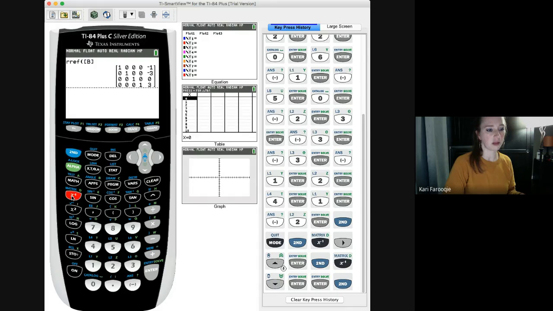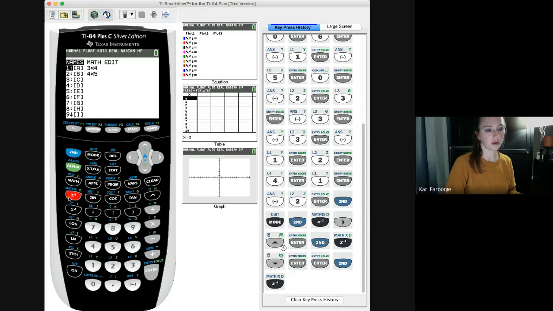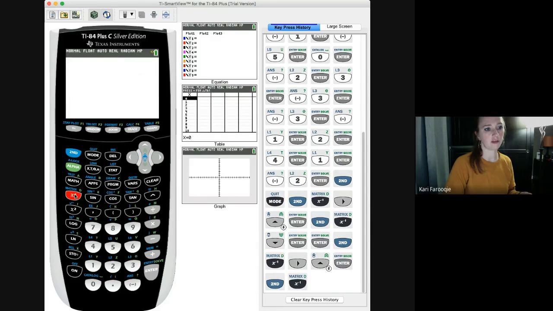Go to second matrix, scroll to the right for math. And then to get to RREF, I scroll up because it's faster. And then I hit enter. And then I need to enter a matrix. So I go back to the matrix menu. I scroll down to matrix B or hit number 2 and hit enter and then enter again.